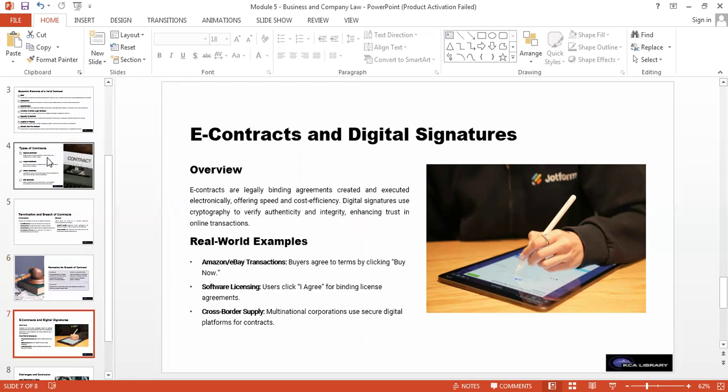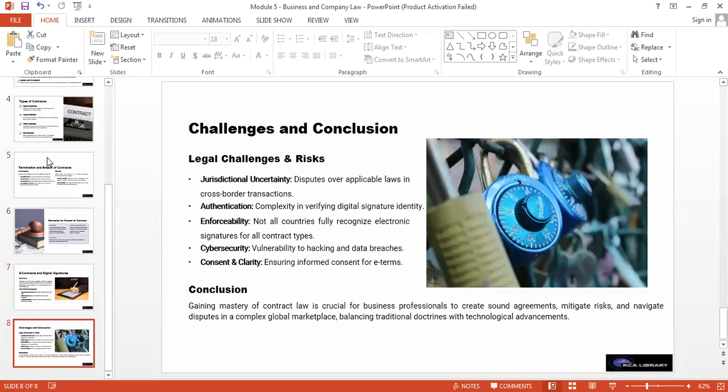As we know that we are in a contemporary and digital period, in doing business or performing contracts, we now have what is called e-contracts and digital signatures. E-contracts are legally binding agreements created and executed electronically, offering speed and cost efficiency. And a digital signature is the use of cryptography to verify authenticity and integrity, enhancing trust in online transactions. Real-world examples are the Amazon and eBay transactions, where buyers agree to terms by clicking buy now. For software licensing, users click I agree for a binding license agreement. And for cross-border supply, multinational corporations use secure digital platforms for contracts.